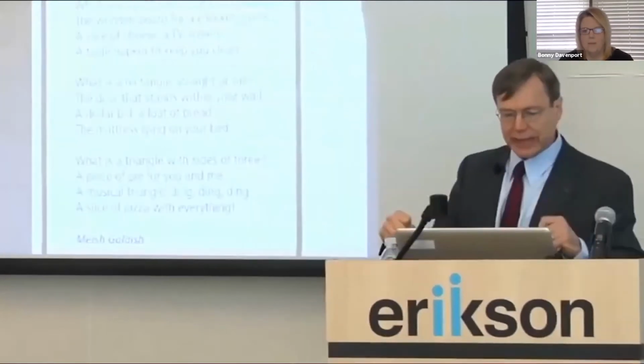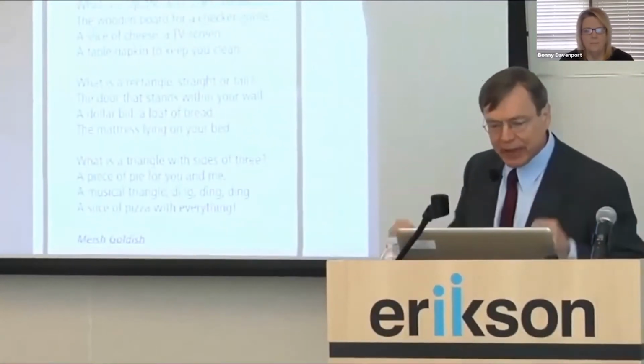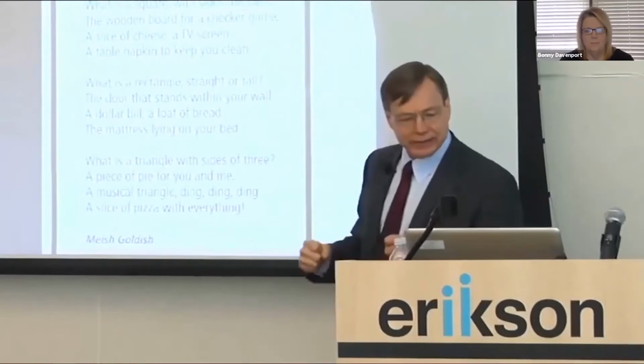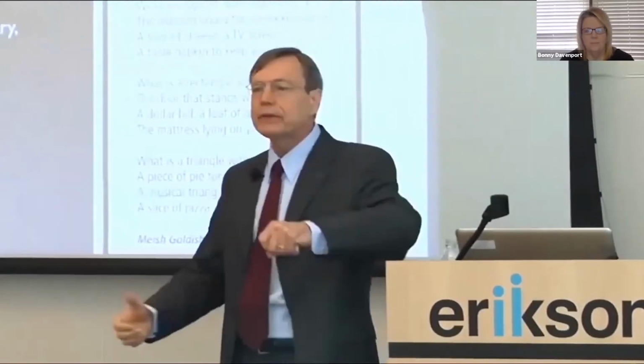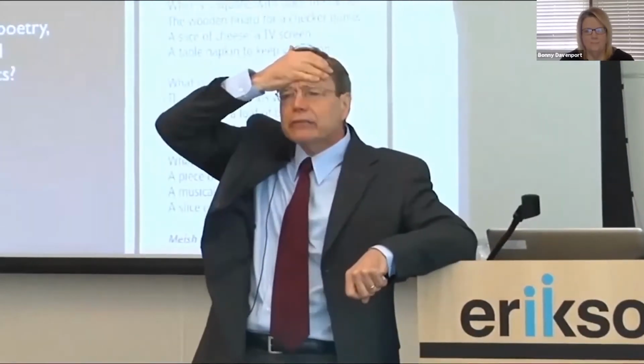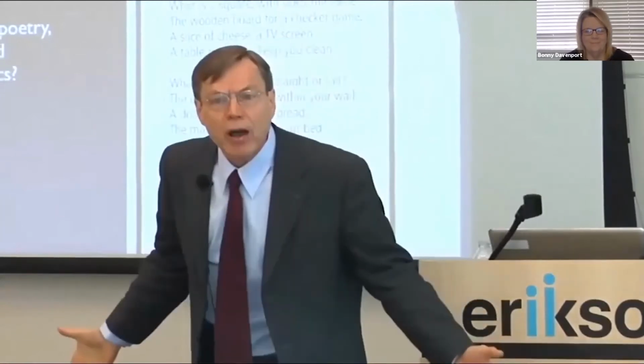Well, I'm sure they get the last one. What's a triangle with sides of 3? A piece of pie for you and me. A musical triangle, ding, ding, ding. A slice of pizza with everything. Oh my God, that's a section of a circle. They got 3 out of 3 wrong.